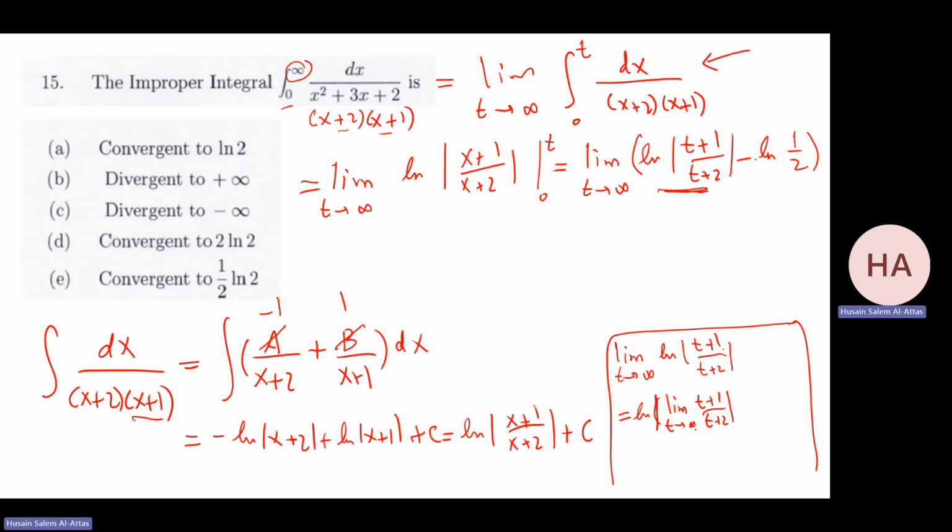This limit is what? Same degree, just the coefficients. So I have ln 1, which is 0. So this is 0 minus ln half. But ln half is ln 2 to the power minus 1. So that will be ln 2. And this converges to ln 2.